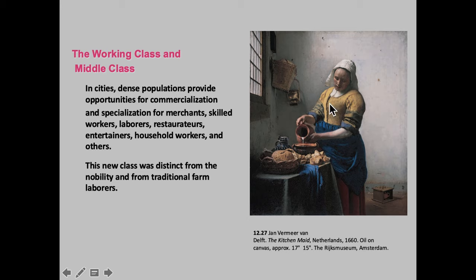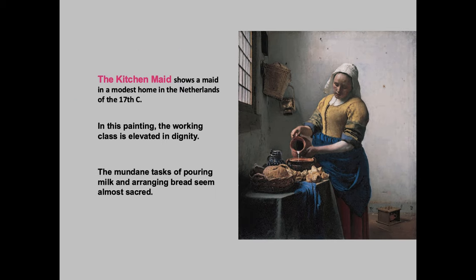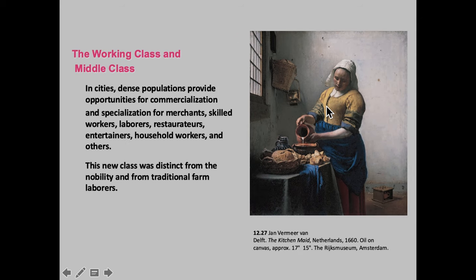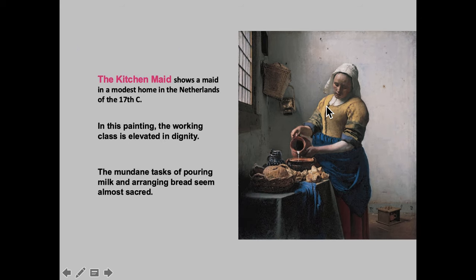This is a kitchen maid here, and her job was to serve the wealthy. She's in a modest home in 17th century Netherlands, and she is elevated and dignified here. She's a subject worthy of a good-sized painting. This is about double the size of a piece of paper, but more and more in this era, we start to see what is called genre painting.